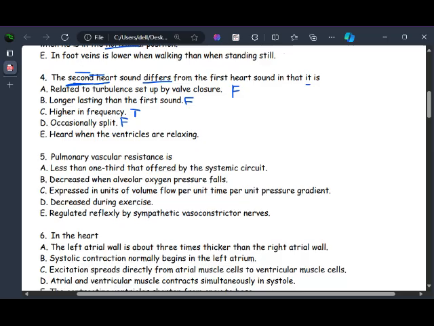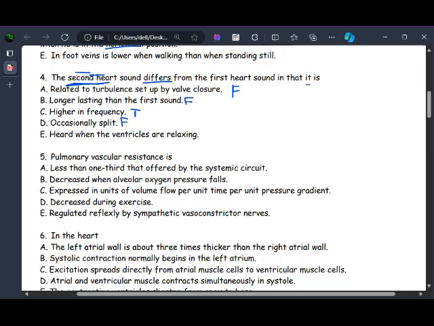So that's not a difference, because both of them can be split. It's actually a similarity. So E is saying it's heard when the ventricles are relaxing. Ventricular relaxation is actually true, because the second heart sound, remember we said, is due to closure of the semilunar valves. When the semilunar valves are closing, that means the ventricles are relaxing.